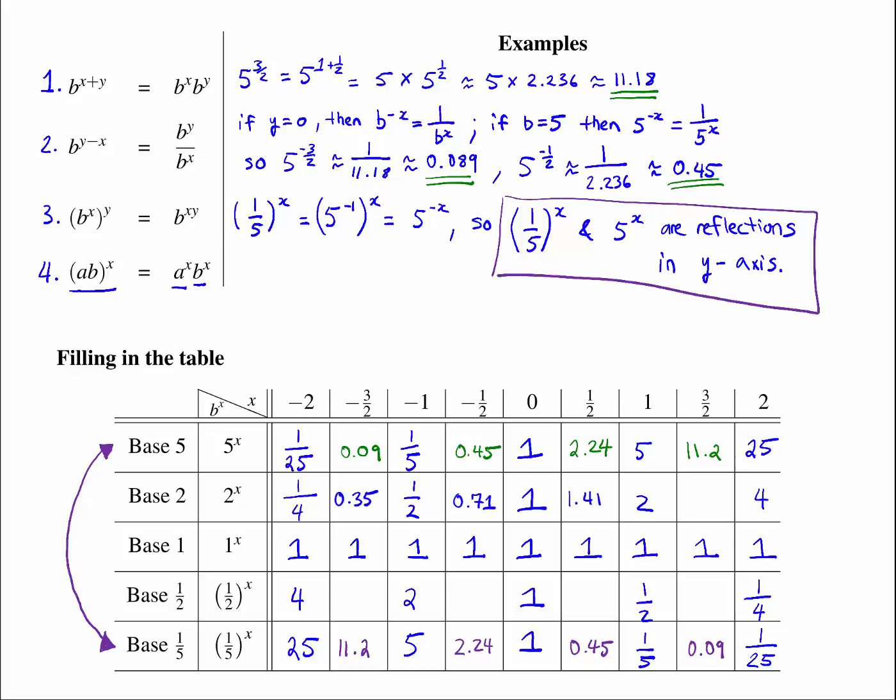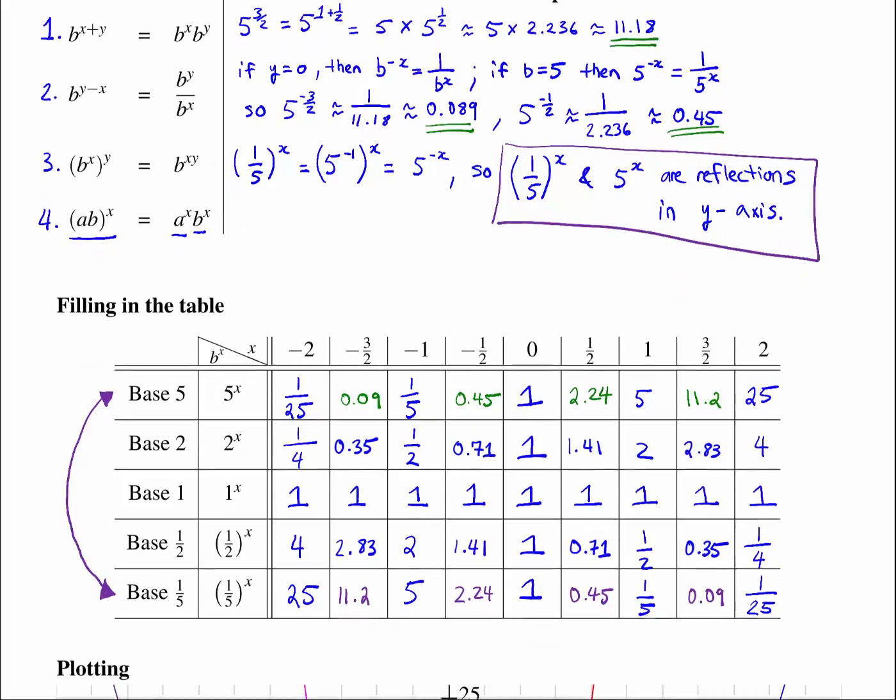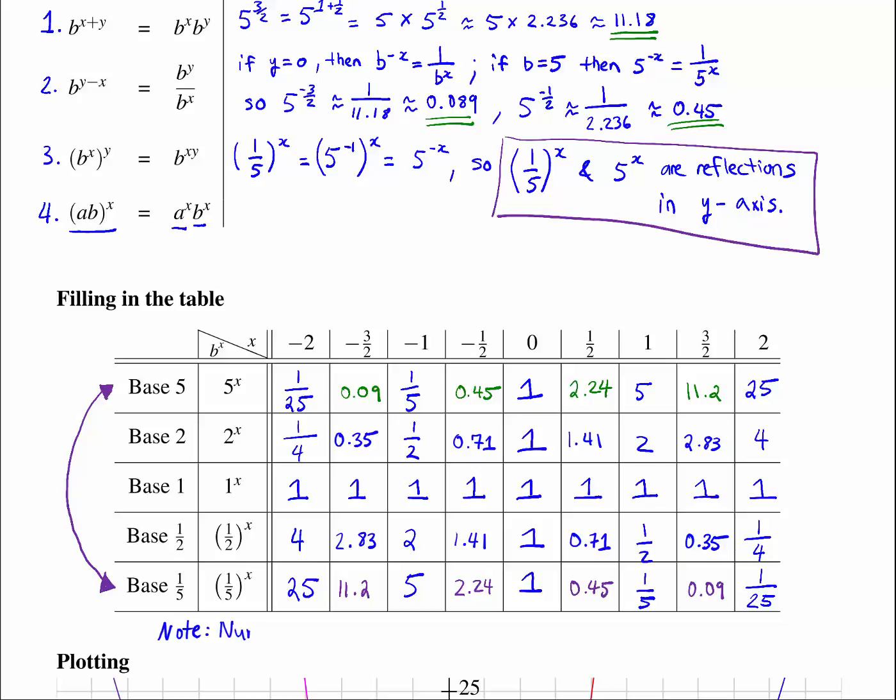Repeat the process for base 2, and then note that the numbers that are given in decimal are just approximate, and the numbers that aren't are exact. And now what we can do is go and plot the points of each one of these.